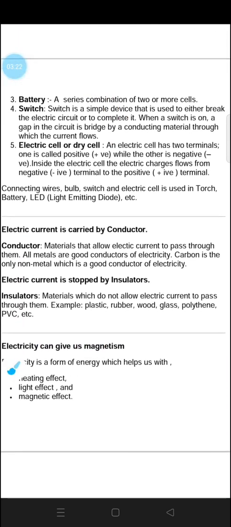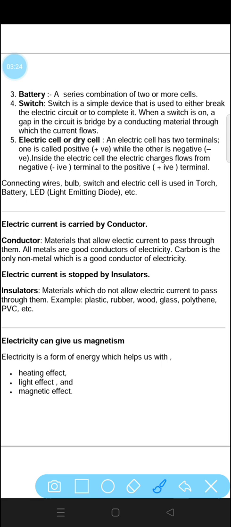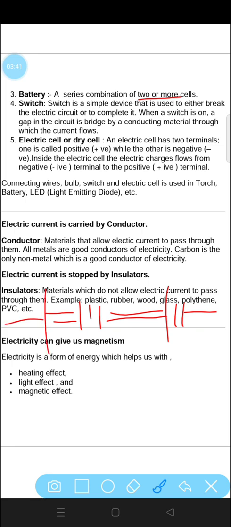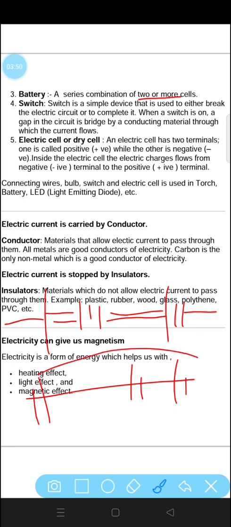Next is battery. A series combination of two or more cells. A battery is a combination of two or more cells. Two or more cells are connected in series. Series means a single series. There is one cell, this one is a cell, this one is a cell. It is a single series in which two or more cells are kept, and it is called a battery.